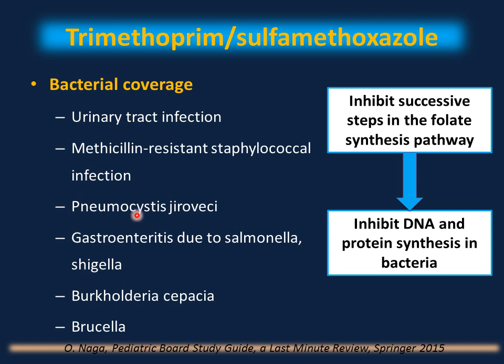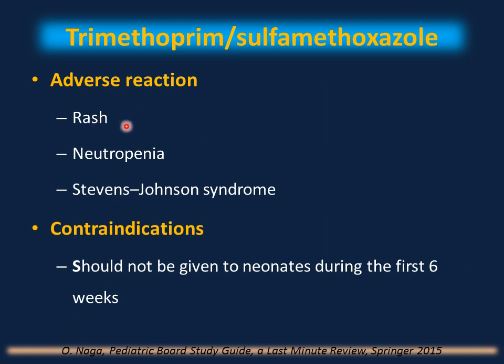It also provides prophylaxis or treatment against the bacteria Pneumocystis jirovecii in immunocompromised patients. It can also be used in gastroenteritis because of Salmonella or Shigella. It also covers Burkholderia cepacia, and this bacteria is common in patients with cystic fibrosis. It's very unlikely to see it in healthy populations, but you see it commonly in patients with cystic fibrosis. So you can use trimethoprim-sulfamethoxazole for that. It also covers Brucella.